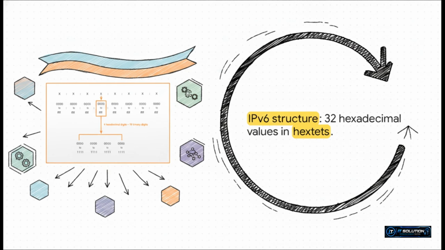To solve that massive readability problem of 128 bits, networking relies on hexadecimal. This elegantly compresses the address into a 32-character shorthand. An IPv6 address uses 32 hex values divided into 8 groups of 4, which we call hexdets, and they're separated by colons. It's the exact same data under the hood, just packed into a much more human-friendly format.